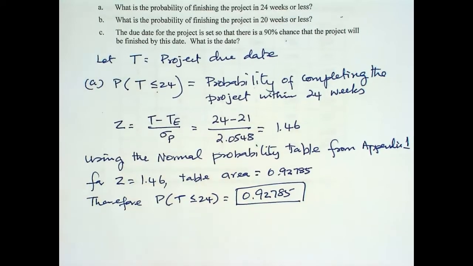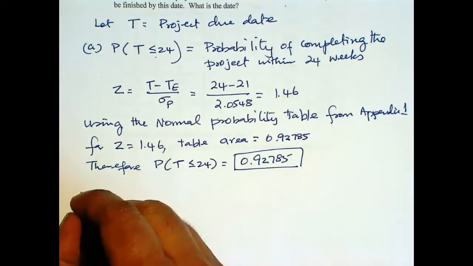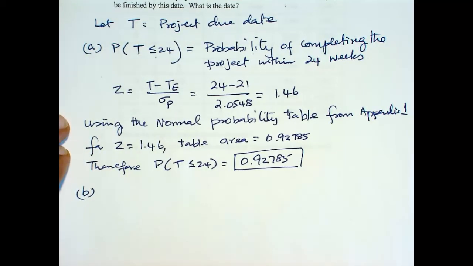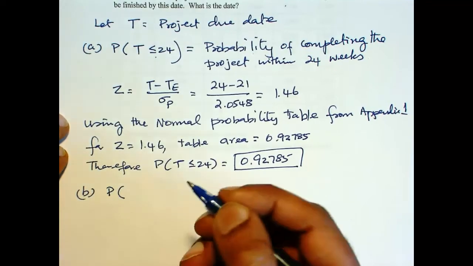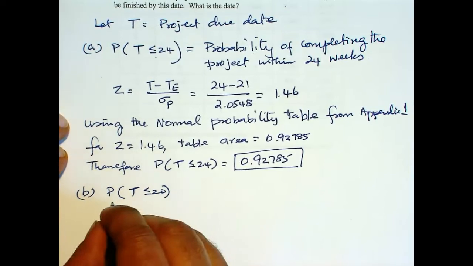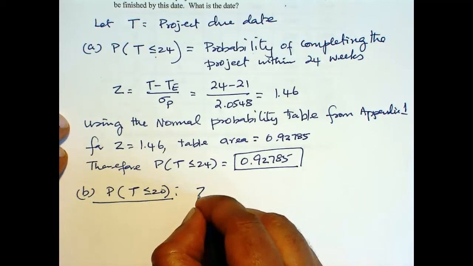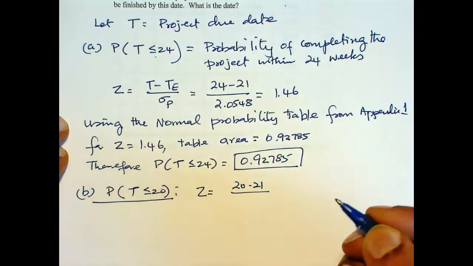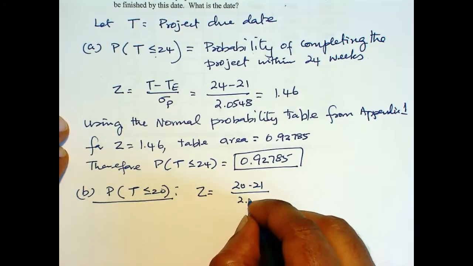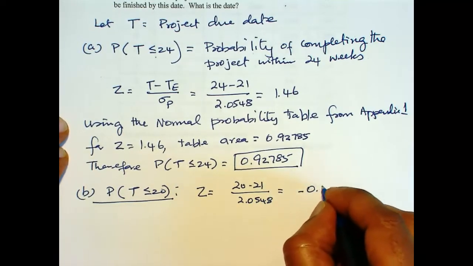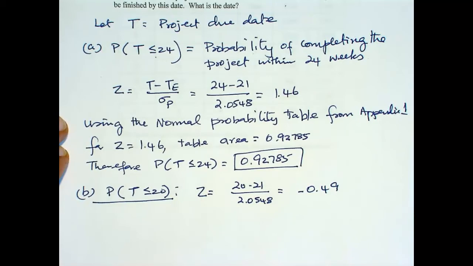Now let's look at B. B is: what is the probability of finishing the project in 20 weeks or less? So now we have the probability that T is less than or equal to 20 is what we want. So we find Z is 20 minus 21 divided by 2.0548, and that is minus 0.49.